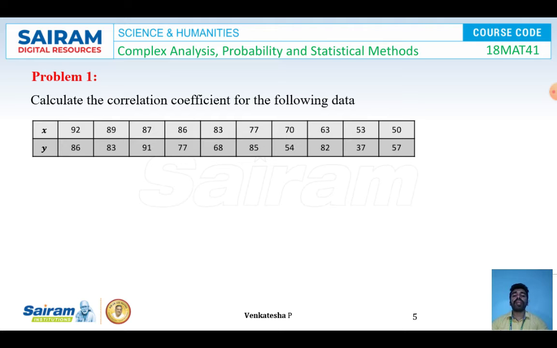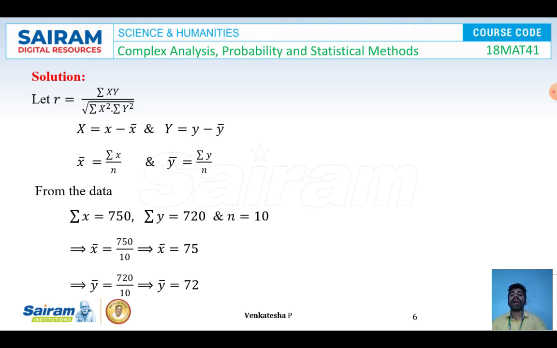So now I am going to estimate the correlation coefficient. The formula is given by r is equal to summation capital X into capital Y divided by square root of summation capital X square into summation capital Y square. To calculate capital X, the formula is x minus x bar, and capital Y is y minus y bar. The x bar is nothing but the mean of x, given by summation x by n, and y bar is given by summation y by n.